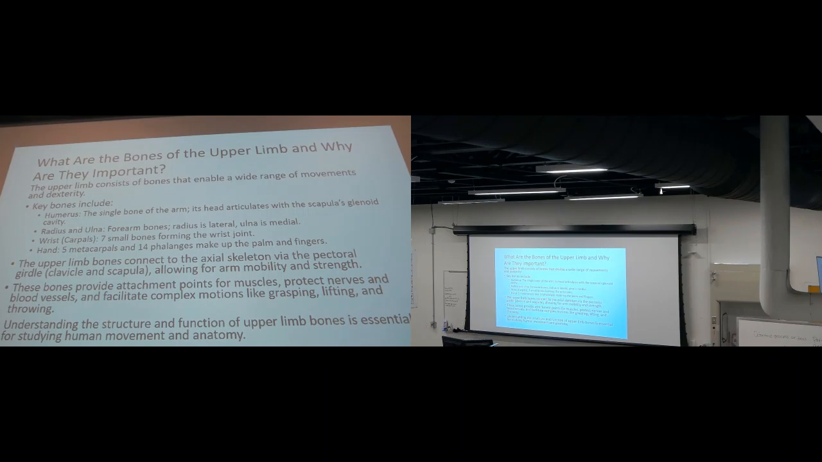We have the humerus in the arm. The head of the humerus articulates with the scapula at the glenohumeral joint in the glenoid cavity of the scapula. And then the radius and the ulna are the forearm bones. The radius is lateral, the ulna is medial. And then both of them, radius and ulna, articulate with the carpal bones in the wrist. We have 8 carpal bones, 4 in the proximal row, 4 in the distal row.